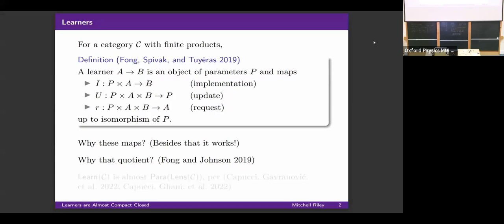There's been some work which has decomposed learners into the combination of simpler things. This category of learners is almost Para(Lens). There are some differences, like the object here and the object here don't have to be the same, and they compose differently. But I'm going to take a different path.